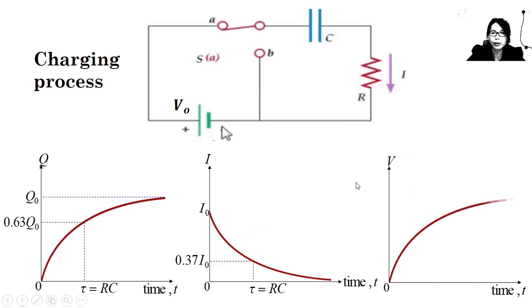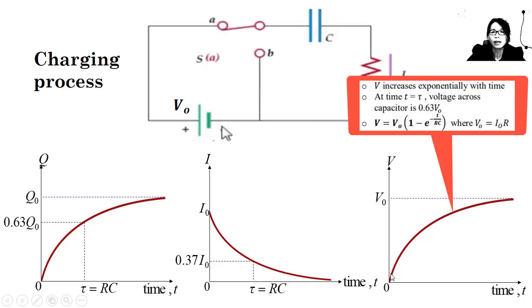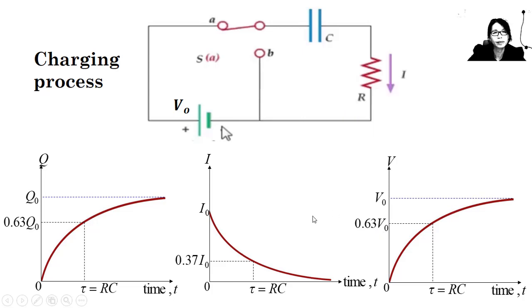Then, during the charging process also, the voltage across the capacitor will start to increase from 0 exponentially until it reaches a maximum value of V0. This V0 is the maximum voltage that we supply using a battery or power supply. At time t equal to RC, the voltage across the capacitor is 0.63 of V0.